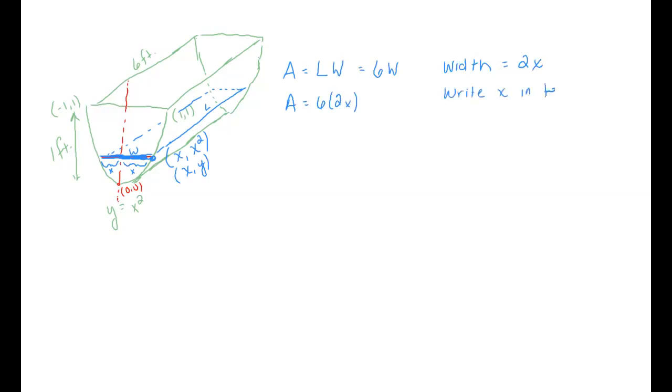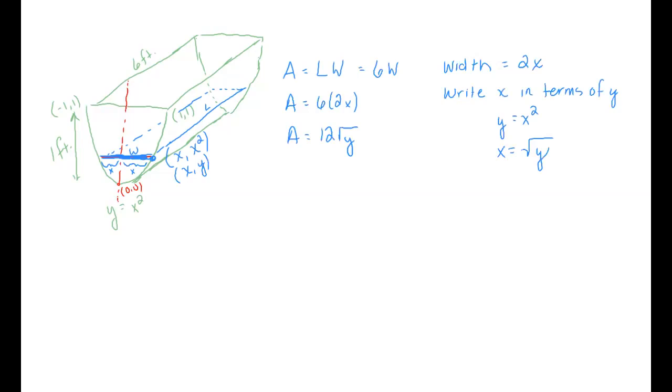So now our job is to write x in terms of y. But remember, y equals x squared. So x equals what? Square root of y. Square root of y, yeah. So area equals 12 square roots of y.